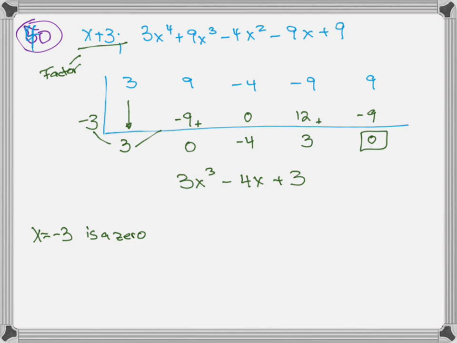You were being asked if x plus 3 is a factor, and that would be a yes or no answer. It is a yes if the remainder is 0. No, it isn't a factor if the remainder is not 0. So here we had 0, that means yes. And we also know now that x minus 3 is a 0, and that's where the graph crosses the x-axis.